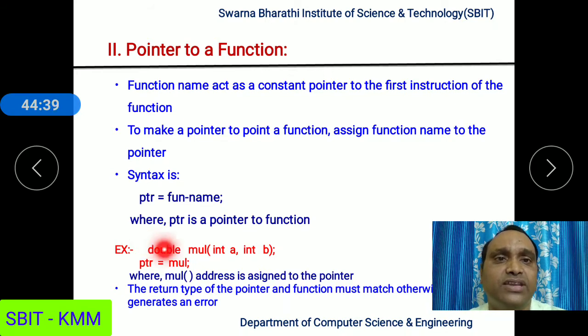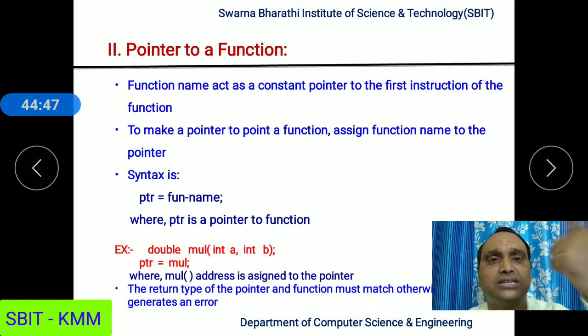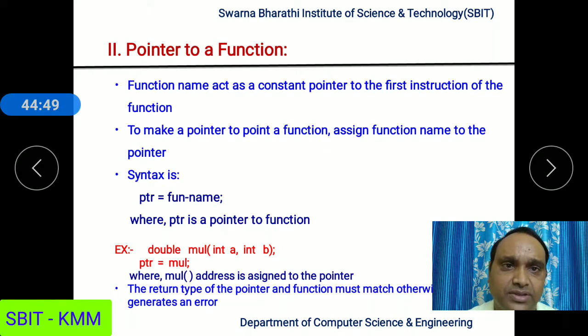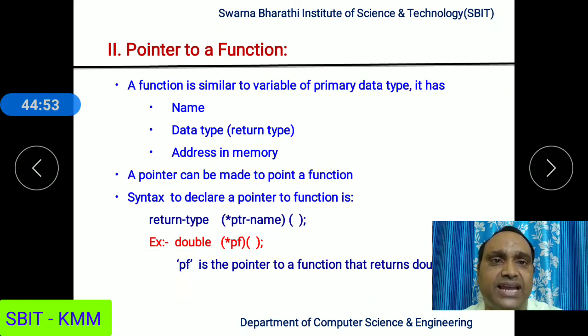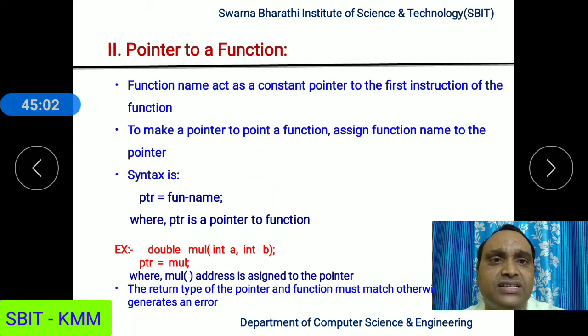Suppose you are having a function mul, which receives two arguments, integer values from the calling function, and it returns a double value back to the calling function. Then if you have any pointer here, in the previous slide we declared a pointer pf, which point out the addresses of the functions that can return double value. Here mul function is declared that it is returning a double value. So therefore mul function address can be assigned to this pf pointer.